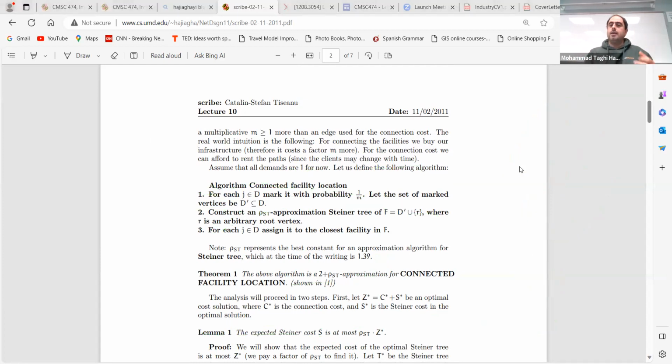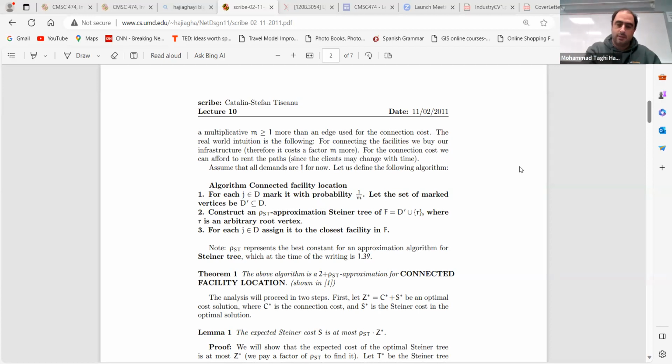So here I will just mention the algorithm. Again, M is some multiplicative factor that if you want to buy infrastructure, you need to pay this factor M more. This is very similar to the uniform buy-at-bulk, where you need to pay M more for each edge. Connection cost times M would be the buy cost. I'm giving just the algorithm, a very beautiful algorithm. The analysis we are giving next time. And also we will talk more about Steiner tree and variations like group Steiner tree and others in the next session.